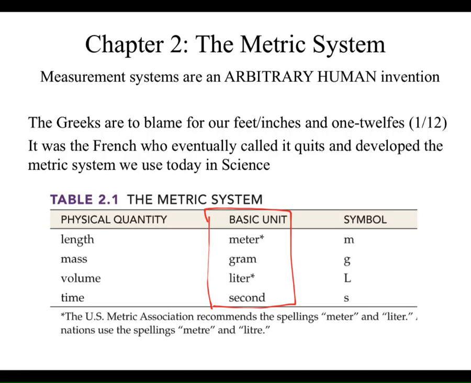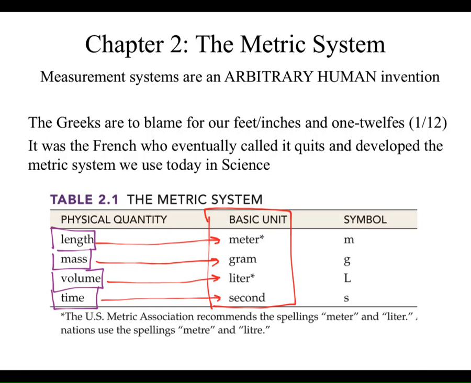The biggest thing that we need to get out of this is that we're looking at four primary categories: length, mass, volume, and time, and that they have standard units associated with them. Those standard units are then shown according to our textbook as the basic units. Okay? And then they also have their abbreviations.